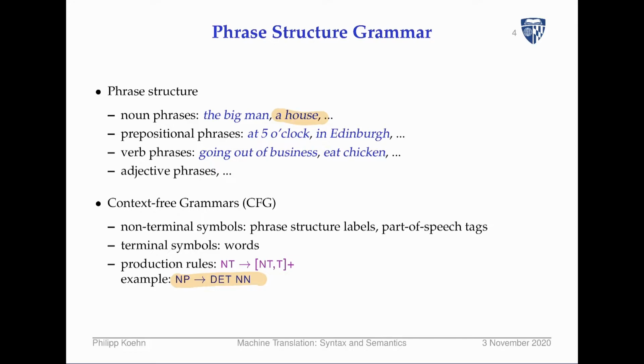So the production rules are non-terminal goes to a sequence of non-terminals and terminals. People who write grammars for just syntax structures typically only have rules that either are in the form of NT goes to NT plus, or rules that are NT goes to T. So they either produce a sequence of non-terminals, maybe a single non-terminal, or they produce a single terminal symbol.